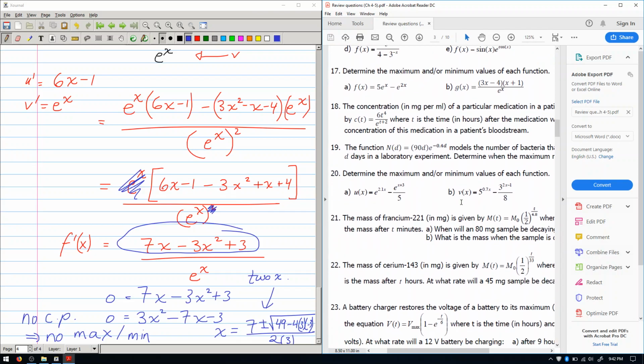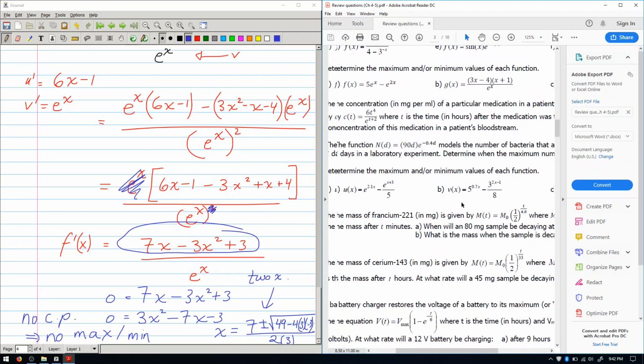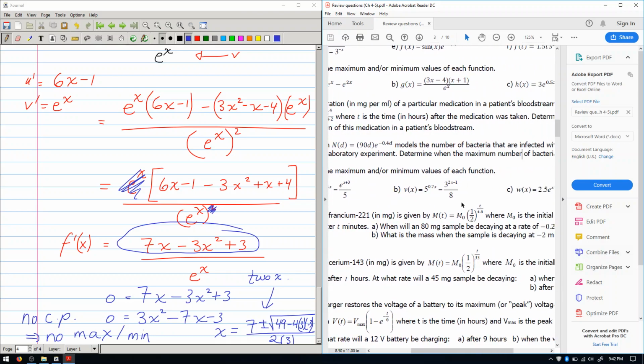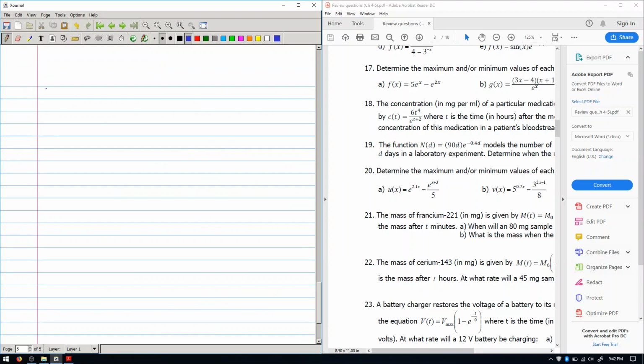All right, for 18, the concentration of a particular medication in a patient's bloodstream can be modeled by that function. Determine the maximum concentration of this medication in a patient's bloodstream. Well, you do the same thing. In number 18, you take this guy, you find its derivative, and that's basically it. You set it to 0 and you solve for your function.